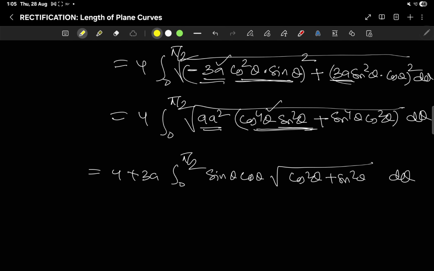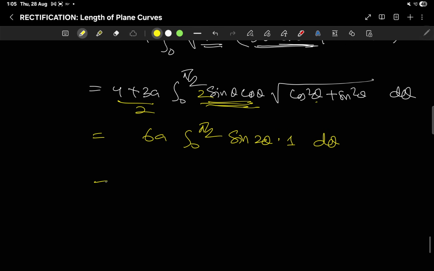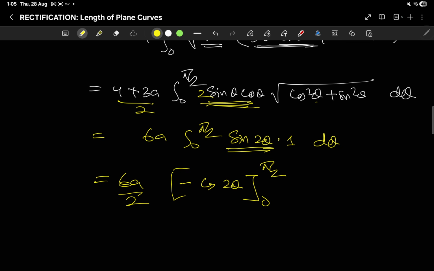It is here 1. So now, if I divide by 2 here and multiply by 2 here, 2 sin θ cos θ is sin 2θ. So this is 6a times the integral from 0 to π/2 of sin 2θ dθ. If you integrate it, it will be 6a, the integration of sin 2θ is −cos 2θ divided by 2, right? Integration from limit 0 to π/2.